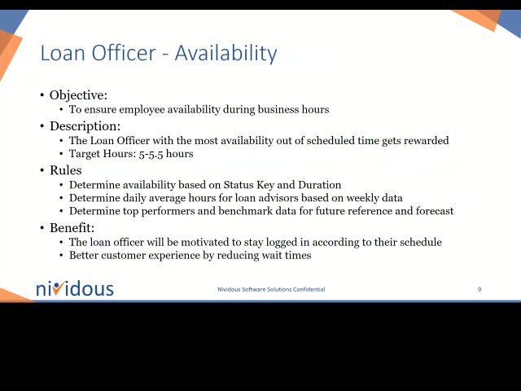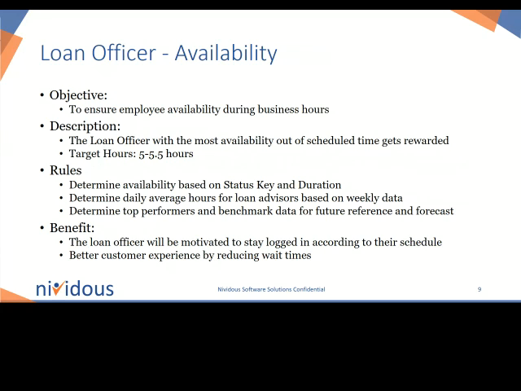Loan officer availability. For this, the objective was to ensure employee availability during the business hours. So the criteria we have come up with is that loan officers with the most availability out of scheduled time get rewarded. Our target was, instead of 8 hours, 5 to 5.5 hours. So we are saying that if a loan officer is available for this time period during the week for their schedule, it will definitely increase the availability metrics.